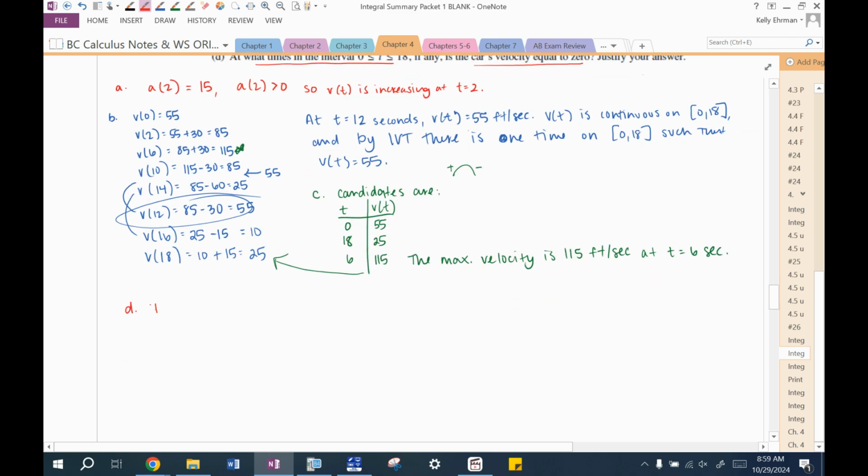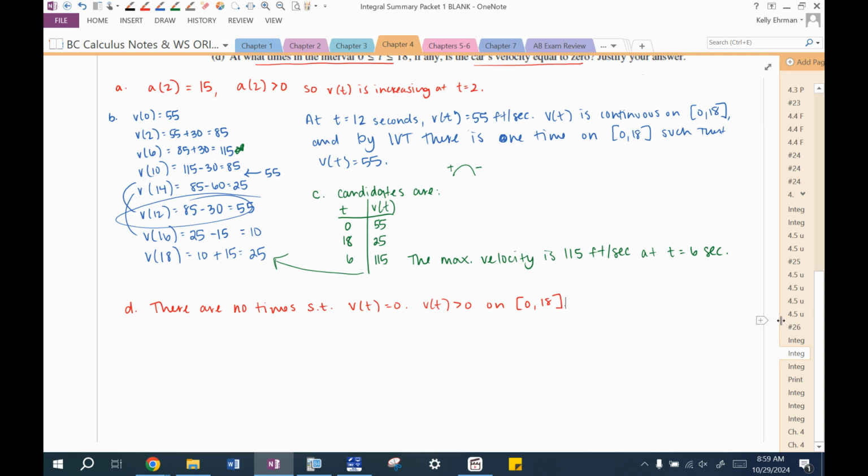So there are no times such that v of t equals 0. Why? v of t is greater than 0 on the interval 0 to 18. That's all that we need to say.